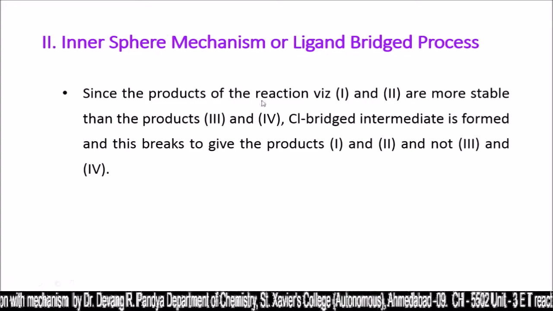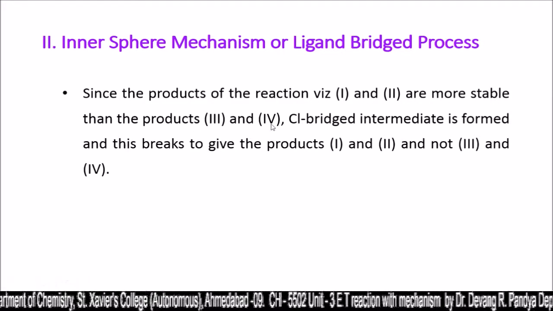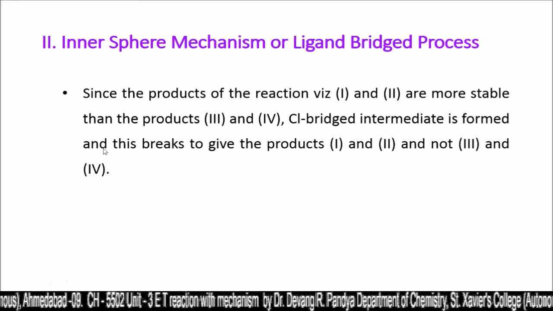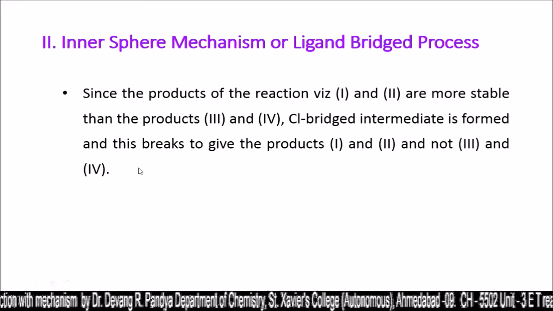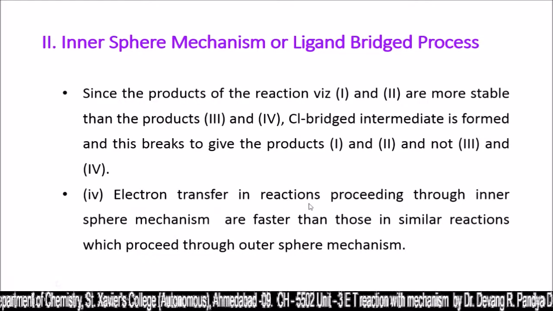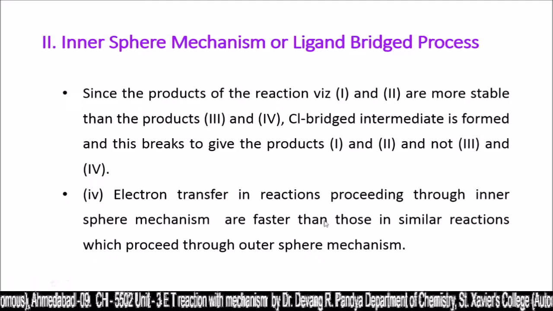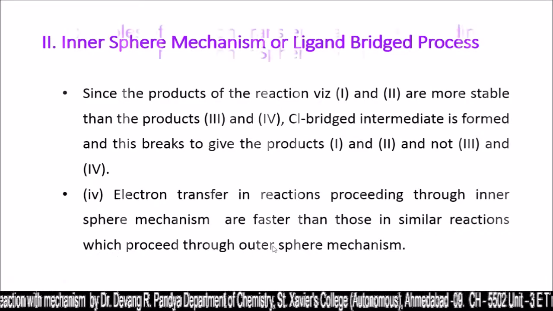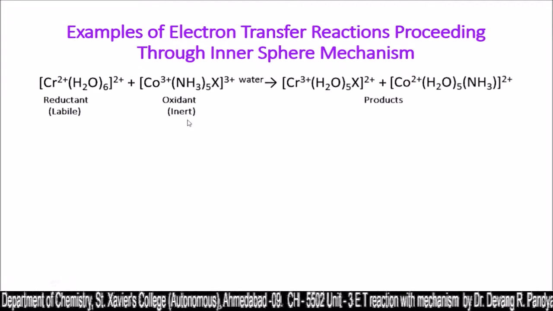Since the products of the reaction, that is 1 and 2, are more stable than the products 3 and 4, the chloride bridged intermediate is formed, and this breaks to give products 1 and 2 and not 3 and 4, because 1 and 2 are more stable. Electron transfer in reactions proceeding through inner sphere mechanism is faster than in similar reactions which proceed through the outer sphere mechanism, because there is a bridge, so electron transfer becomes a little bit easier.